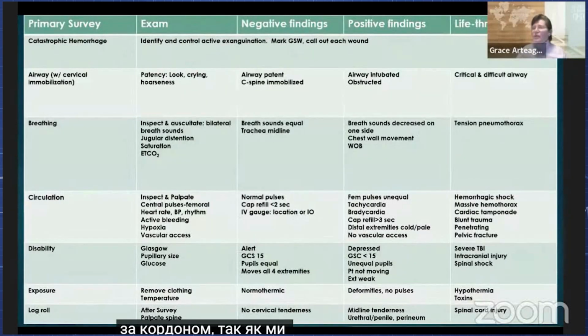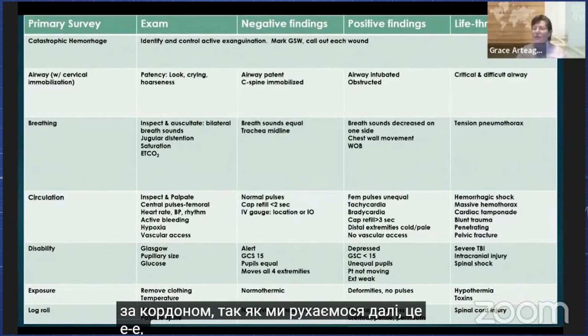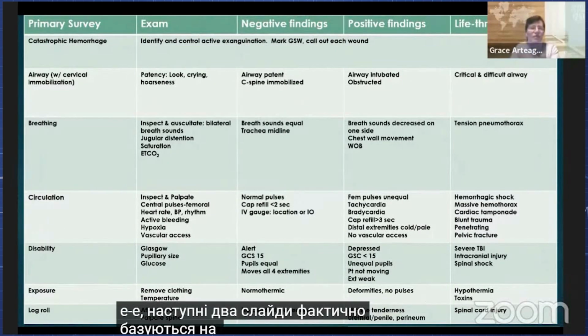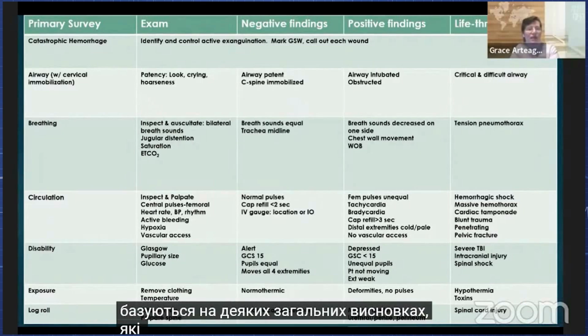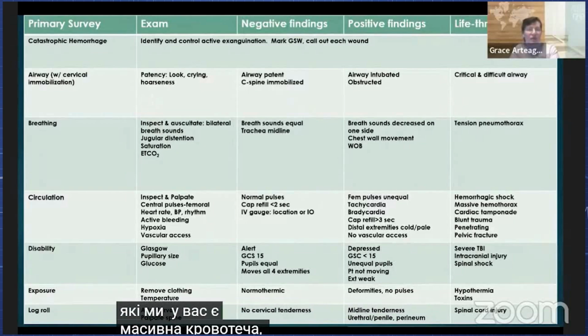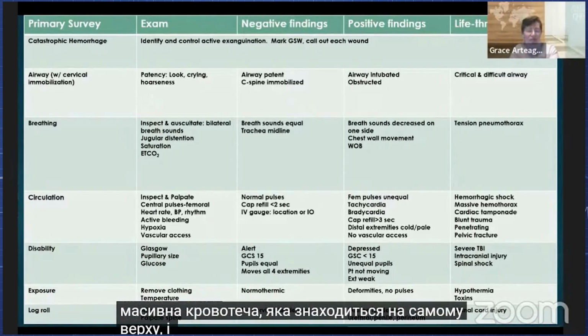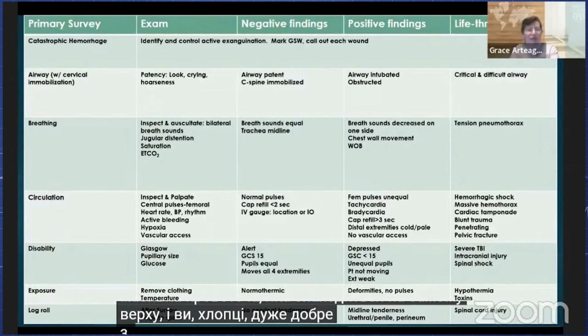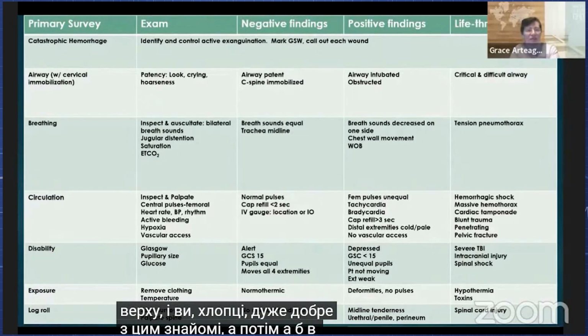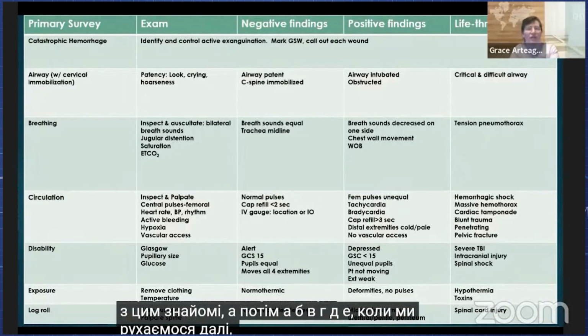So as we move on, the next two slides are based on some of the common findings that we have in massive hemorrhage, which is at the very top, and you are very well familiar with it. And then the A, B, C, D, E, as we move on.